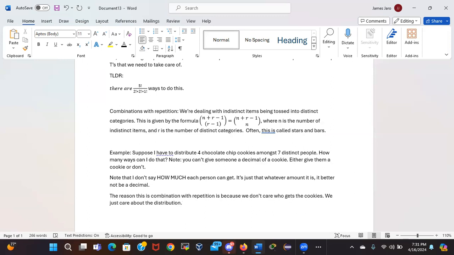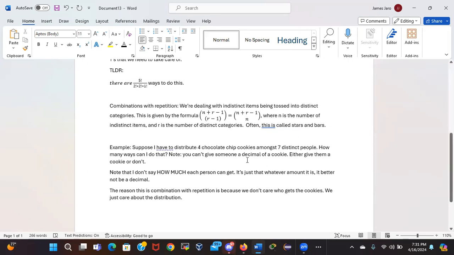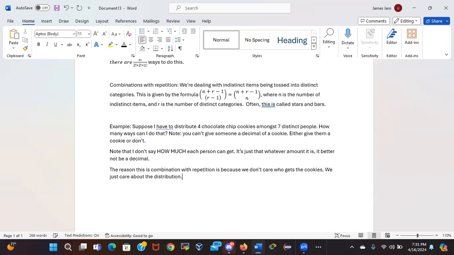Sense? That's literally all that I care about. So that's a sign that we are giving cookies, that this is a combination, since order doesn't matter. So hence, order does not matter. How does this differ from a normal combination?